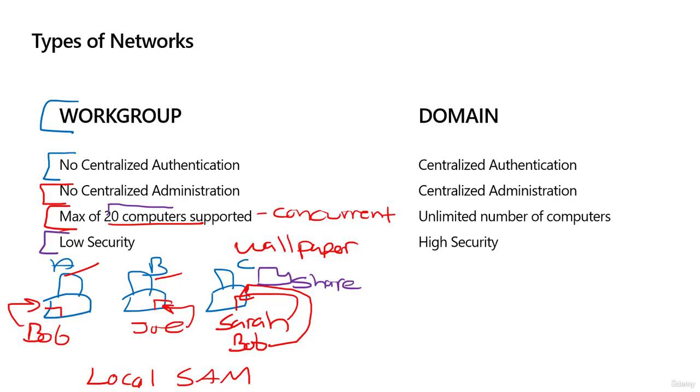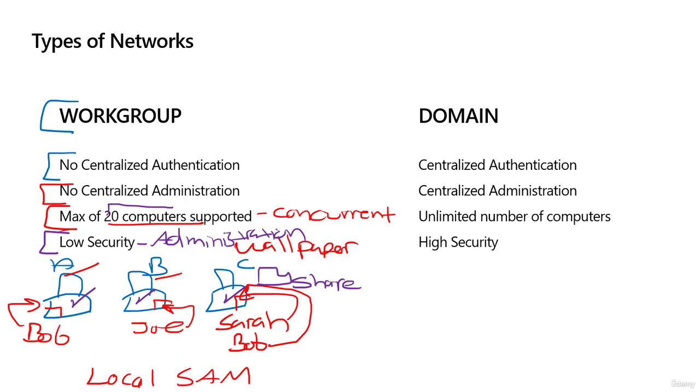Microsoft also says a workgroup has low security. Now, what we mean by low security really goes back to administration. Any change has to be made on each individual computer. If you were to create a new firewall rule to block a certain type of traffic, you would have to go to computer A, then you'd have to go to computer B, then you would have to go to computer C and make that change.